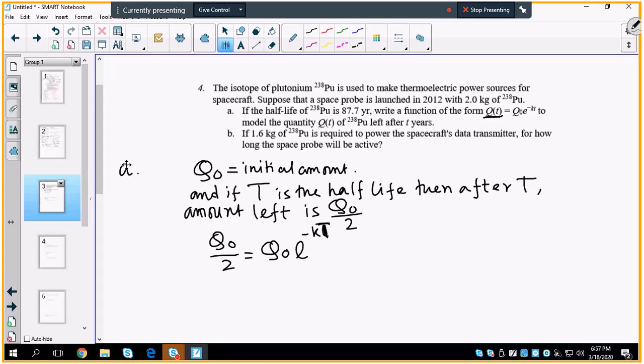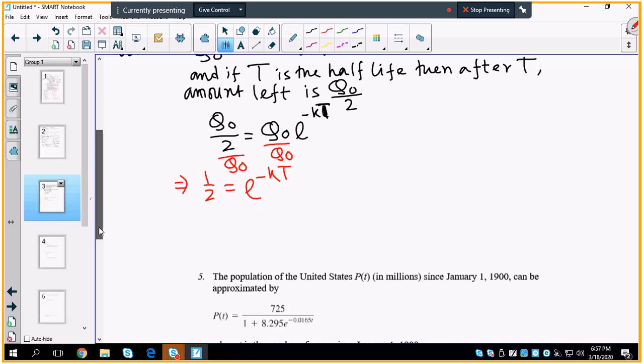What you can do is divide, as usual, both sides by Q naught. What will happen? You will get 1/2 on the left hand side equal to e to the power minus kT. And remember what I'm interested in: I'm interested in solving it for T. So let's take natural log on both sides. So natural log of 1/2 is equal to natural log of e to the power minus kT, which means minus kT, remember they cancel, is equal to natural log of 1/2. So what is the half-life? Capital T is natural log of 1/2 over negative k.